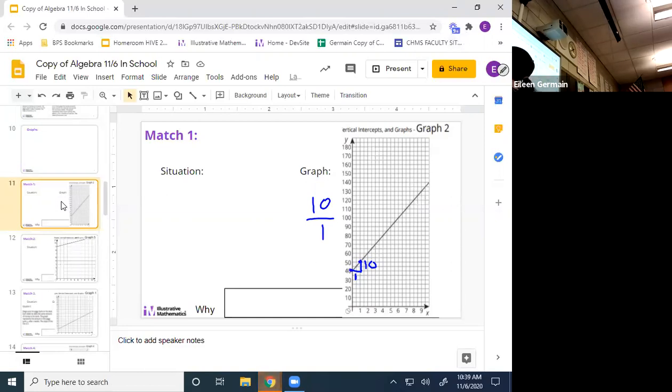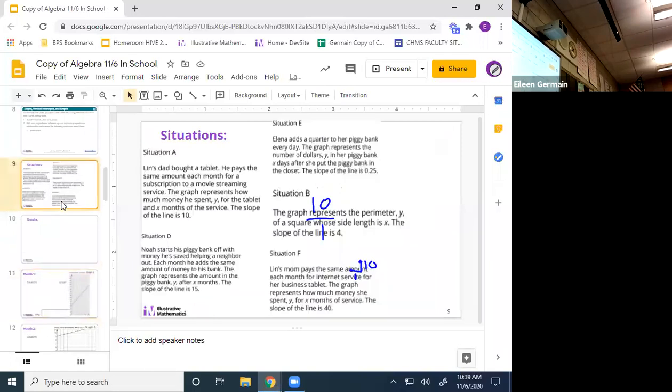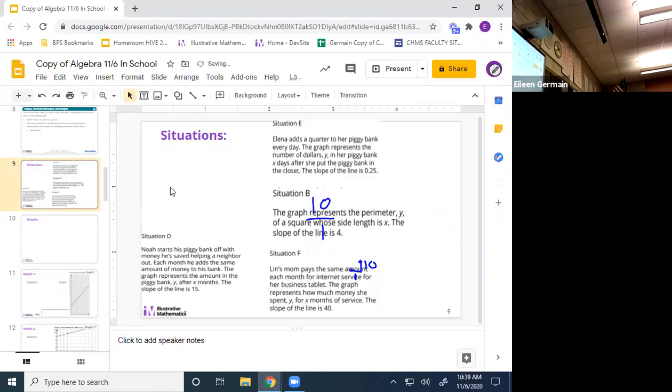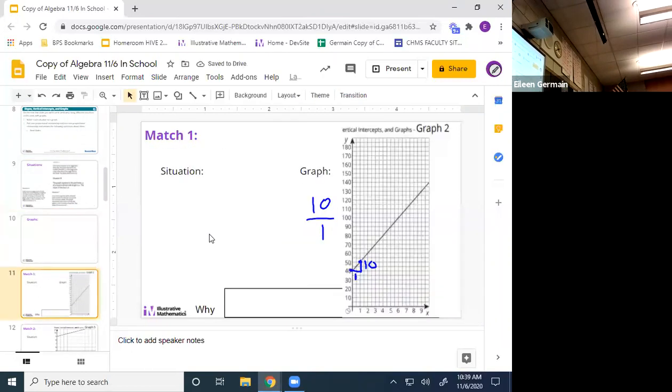So which situation has a slope of 10? Kyle. Owens. Which one? Oh, situation A, perfect. Let me make that match. Oh, Lynn, you said. Here we go. Graph number 2, we're making that match.